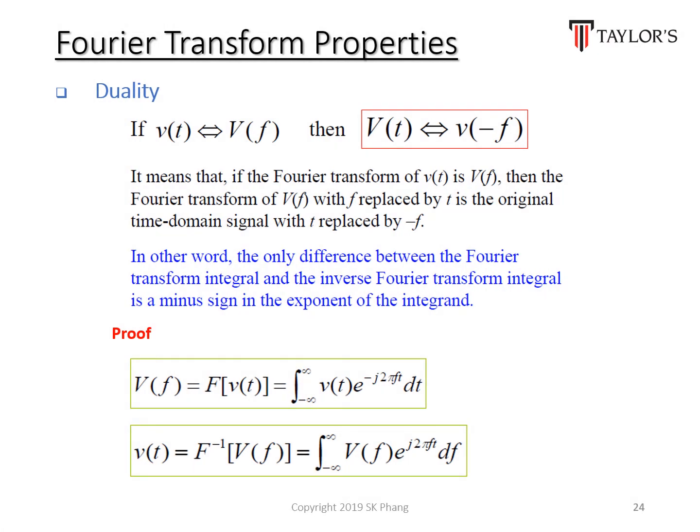Next is the property of duality. Duality is a more important property. It means that, let's say, if you are transforming a signal from the time domain to the frequency domain, and then now you want to transform that signal.